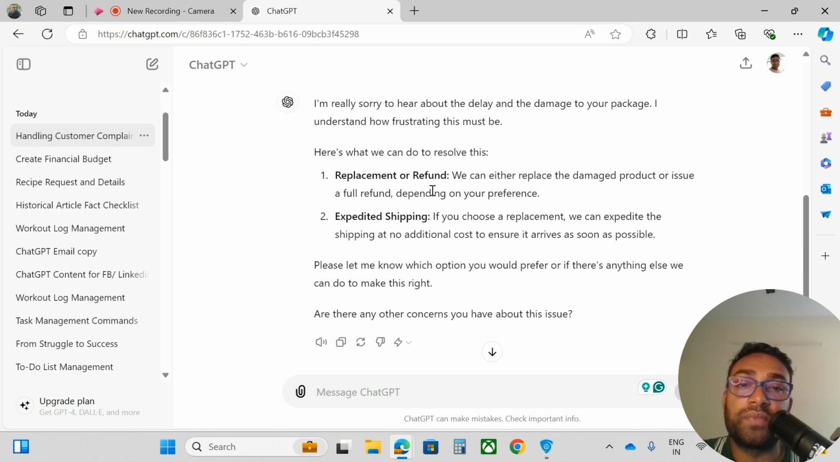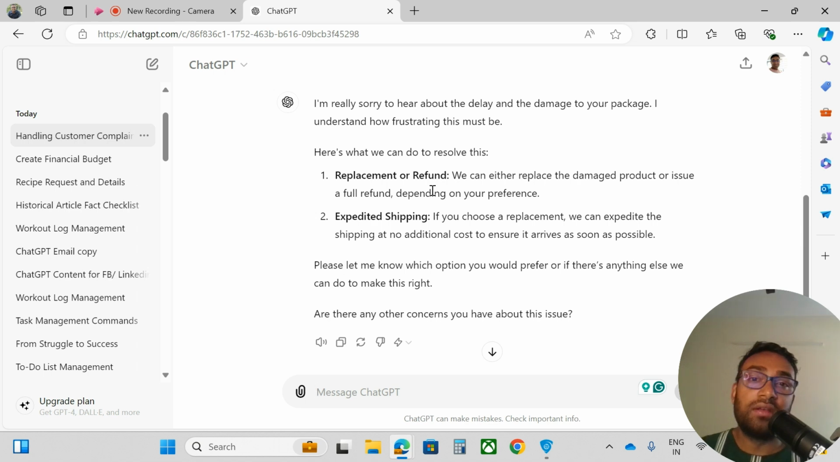Expediting the shipping: if you choose a replacement, we can expedite the shipping at no additional cost to ensure it arrives as soon as possible. Please let me know which option you would prefer, or if there is anything else we can do to make this right. Are there other concerns you have about this issue?